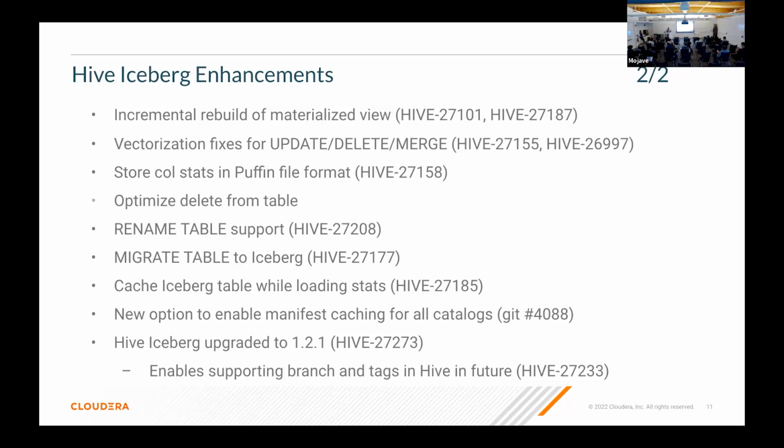And as I mentioned in the beginning, we are also working on integrating with the Puffin file format in Iceberg. So Iceberg allows storing the statistics, column level statistics, table level statistics in a standard format called Puffin. And so what we have done is that if you collect these statistics in Hive, we will store them in this Puffin file format and use it from there.